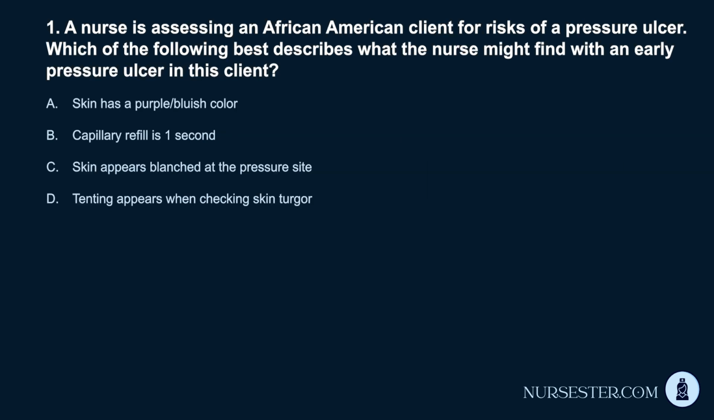1. A nurse is assessing an African American client for risks of a pressure ulcer. Which of the following best describes what the nurse might find with an early pressure ulcer in this client? A. Skin has a purple/bluish color. B. Capillary refill is 1 second. C. Skin appears blanched at the pressure site. D. Tenting appears when checking skin turgor. Correct answer: skin has a purple/bluish color.